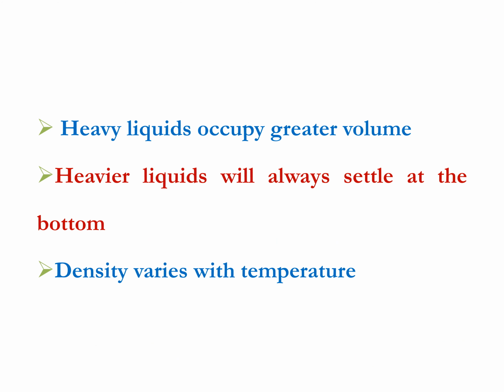Heavy liquids will always occupy greater volume, and heavier liquids will always settle at the bottom, and density varies with temperature. So it is important to know that heavy liquids will always occupy greater volume, and heavier liquids will always settle at the bottom. It is also important to note that density varies with temperature.